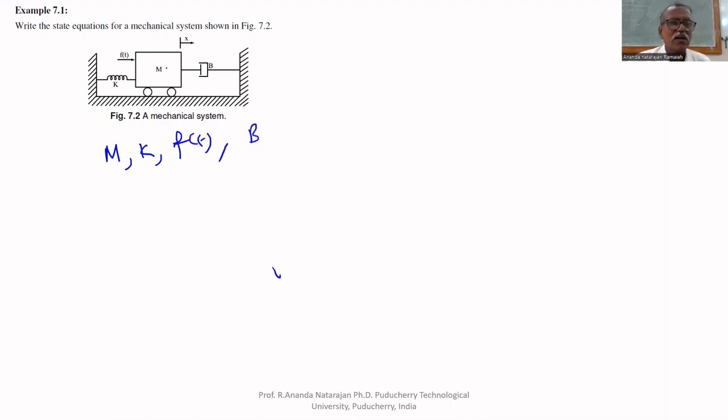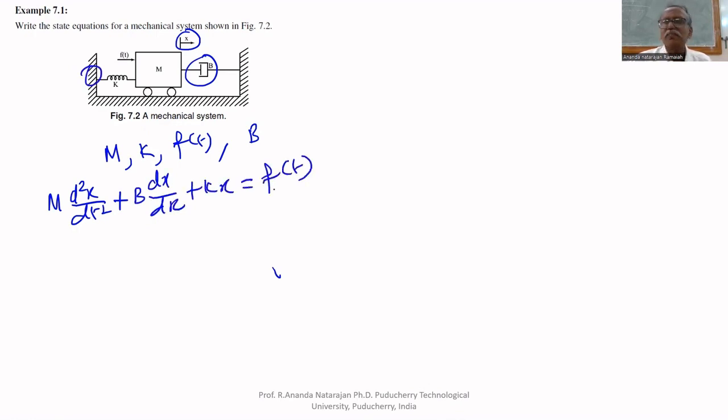We know the mathematical model. The displacement is x. Therefore, the mathematical model is m d square x by dt square plus, here one end is fixed, other end is moving. Therefore, b dx by dt. Here also one end is fixed, other end is moving. Therefore, kx equal to applied force f of t. This is the mathematical model of the mechanical system.